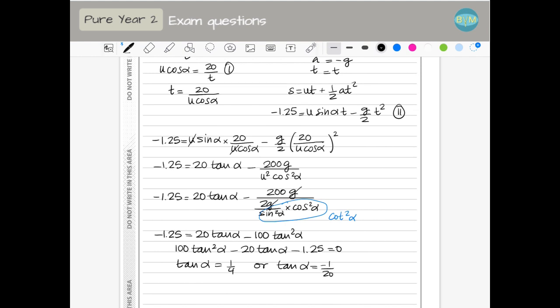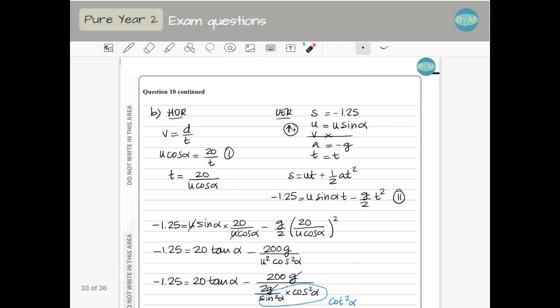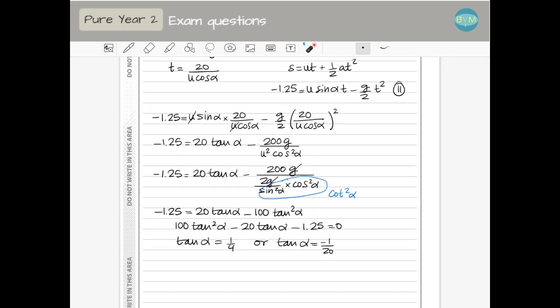1/20. But I know alpha is above the horizontal, so it's in the first quadrant. If it's in the first quadrant, tan is positive. So I can ignore this second answer. Tan alpha is 1/4, and when you do tan minus 1, alpha is going to be tan minus 1 of 1/4, which is 14.036 degrees. We can round to 3 significant figures, so 14 degrees, or 2 significant figures. And that's your answer. That's the angle.